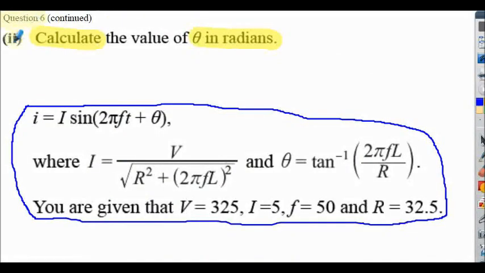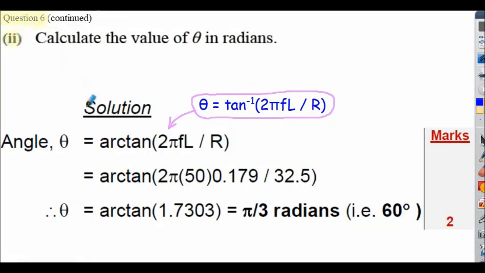Question 6, part 2, how to calculate the value of theta in radians. Shown the extract of the information from the question. Show you the solution on the following slide. Question 6, part 2, here's the solution. Just note the term arctan is the same as tan to the negative 1. I prefer the use of arctan. It saves any confusion between reciprocal and inverse functions.